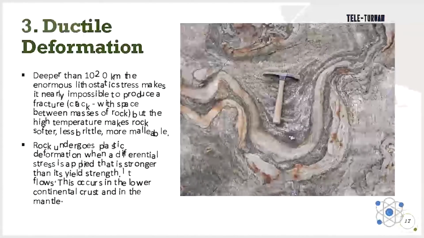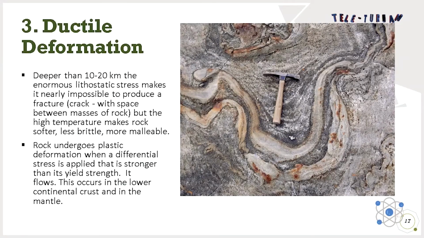And we have the third one, ductile deformation. Deeper than 10 to 20 kilometers, the enormous lithostatic stress makes it nearly impossible to produce a fracture, or a crack with space between masses of rock. But the high temperature makes rocks less brittle, more malleable. Rock undergoes plastic deformation when a differential stress is applied that is stronger than its yield strength. It flows. This occurs in the lower continental crust and even in the mantle.